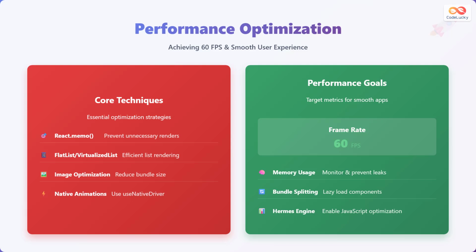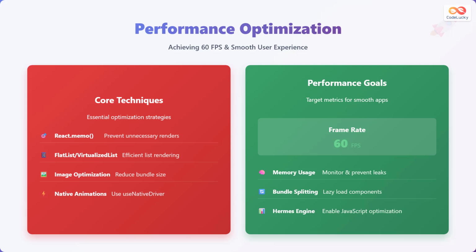Performance optimization in React Native focuses on achieving smooth 60 frames per second rendering and responsive user interactions. React.memo prevents unnecessary component re-renders by comparing props and only updating when changes are detected. FlatList and VirtualizedList components efficiently handle large datasets by rendering only visible items, dramatically reducing memory usage and improving scroll performance. Image optimization involves using appropriate formats, sizes, and caching strategies to minimize bundle size and loading times.